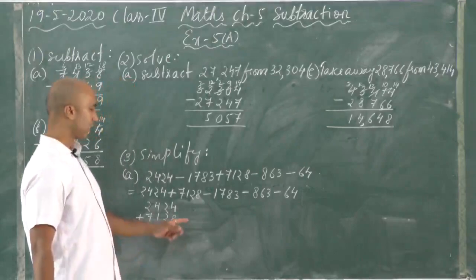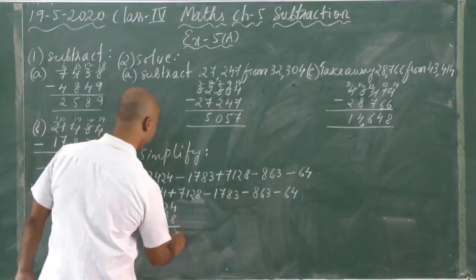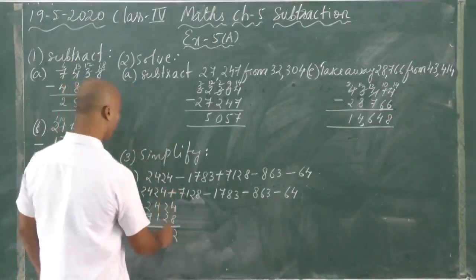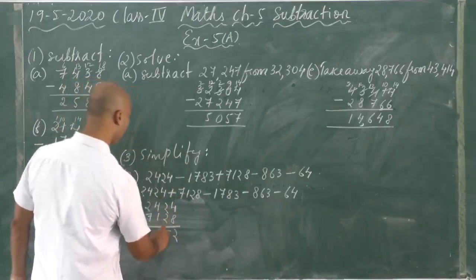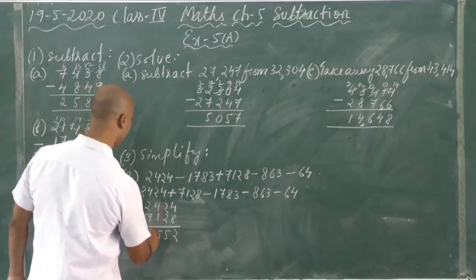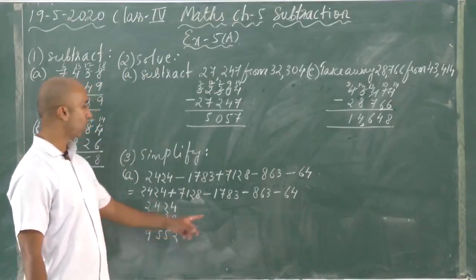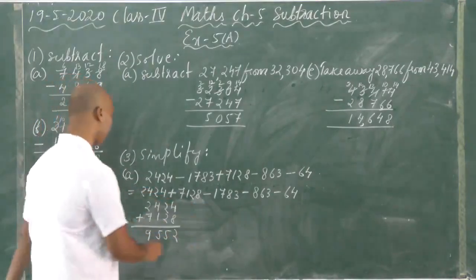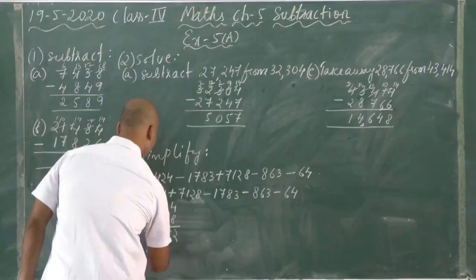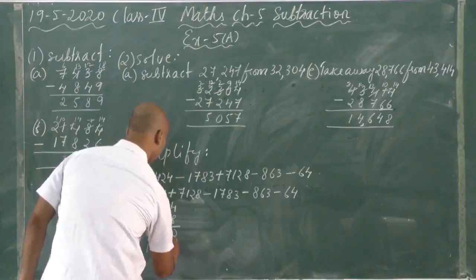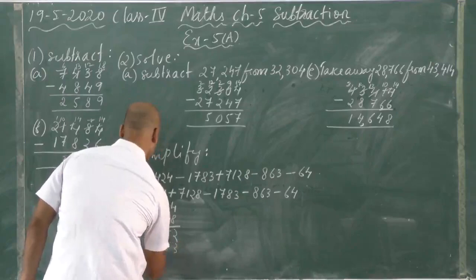Okay, you will add. Now 4 plus 8 is 12, so 2 carry 1, 2 to 4 plus 1 is 5, 4 plus 1 is 5, 7 plus 2 is 9. So 9552. Now what you will do, you will subtract. So minus 1783.